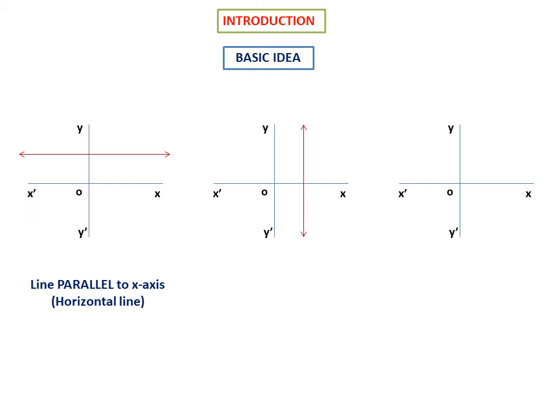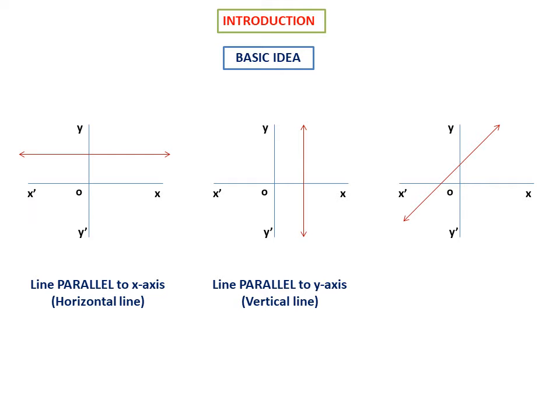What is the other one? The line can be parallel to y-axis also. That's the second case. Now, there is only one case left. What is the third one? The line can be making an inclination. That means it cuts both x-axis as well as y-axis. It makes an angle actually.